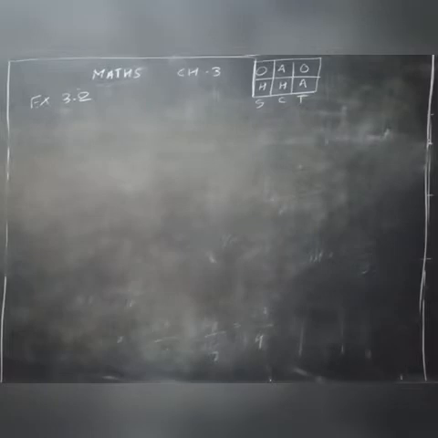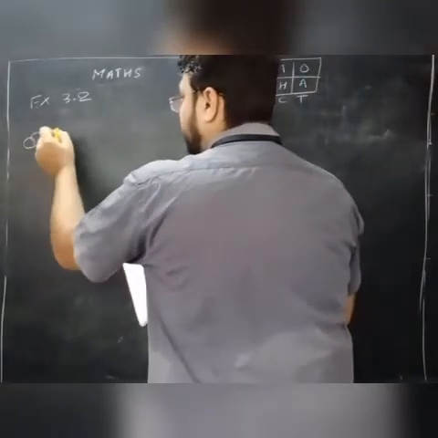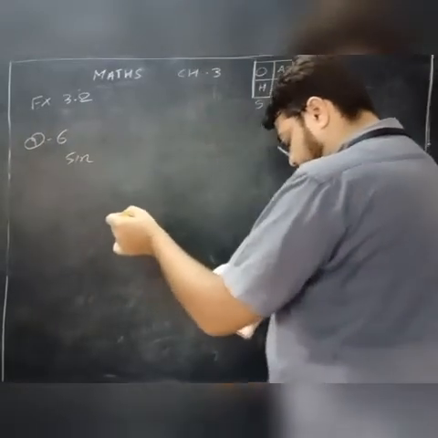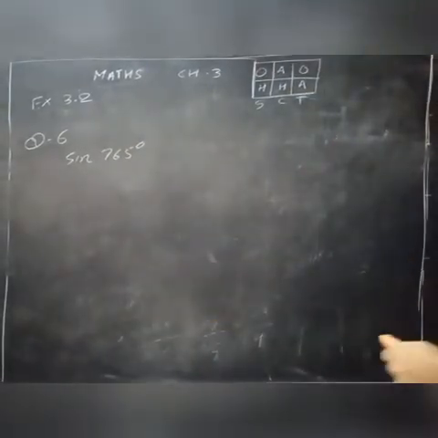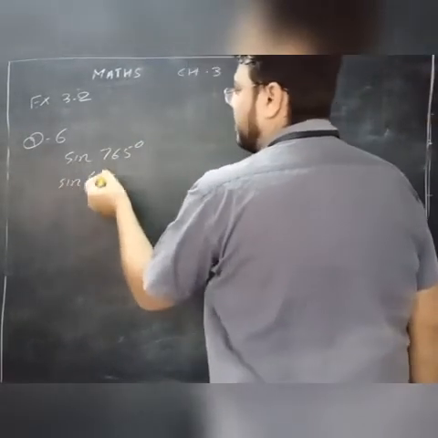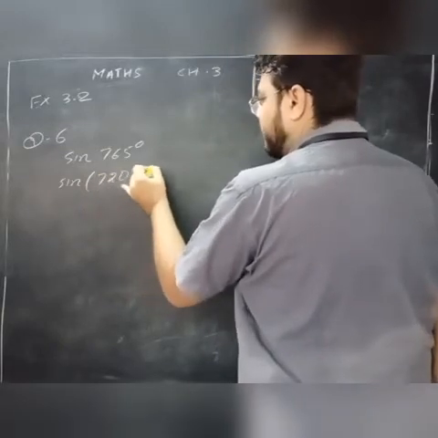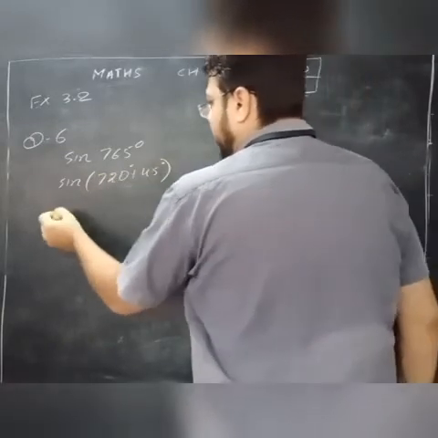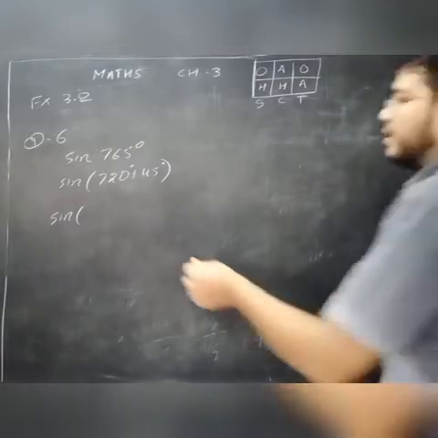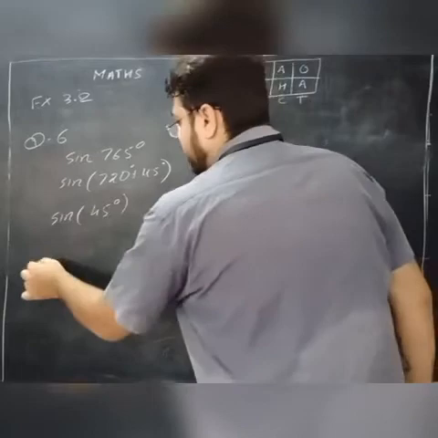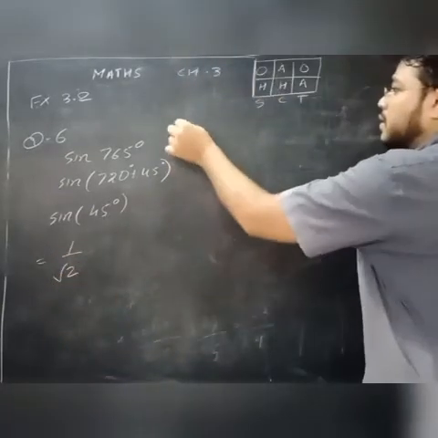Let's try to understand the sixth question, where we are asked to find the value of sine 765 degrees. I can write 765 degrees as 720 plus 45 degrees. As 720 is a multiple of 360, which is the principal period of sine, I can neglect the 720 and directly write sine 45 degrees, whose answer is 1 by root 2.